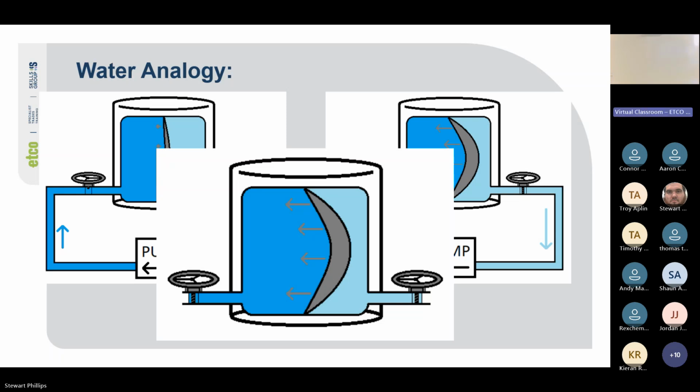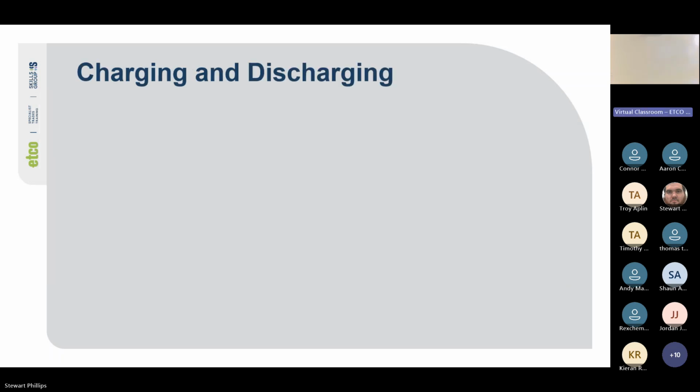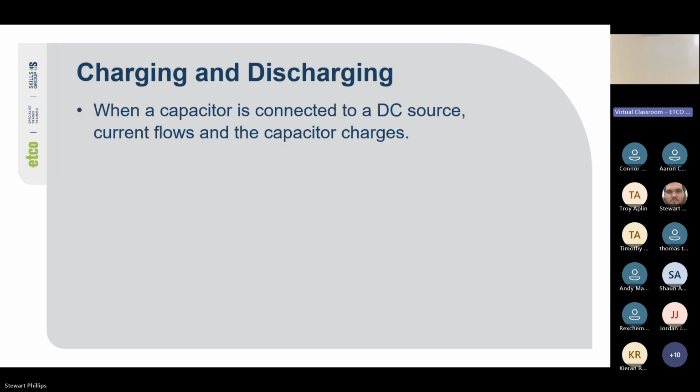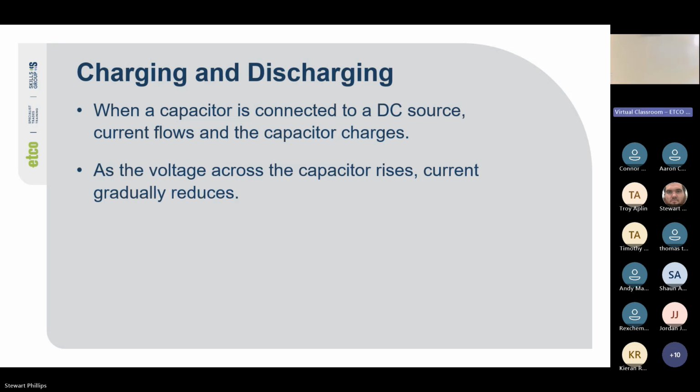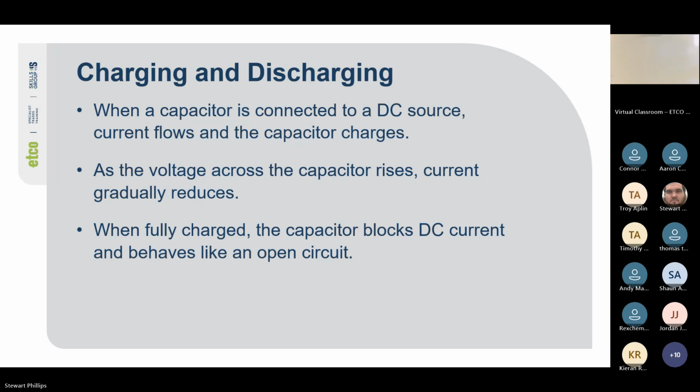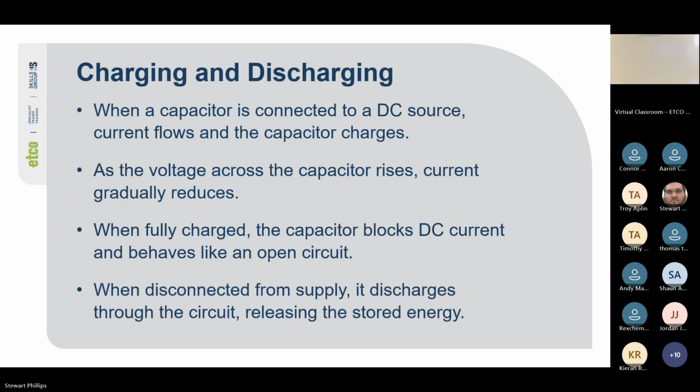Cool. So there are some different features. So charging and discharging. When we connect a capacitor to a DC source, the current flows and the capacitor charges. As the voltage across the capacitor rises, current gradually reduces. So once the charge builds up in the capacitor, the current stops flowing. When it's fully charged, the capacitor blocks the DC current and behaves like an open circuit. But when we disconnect the supply, it discharges through the circuit, releasing the stored energy.